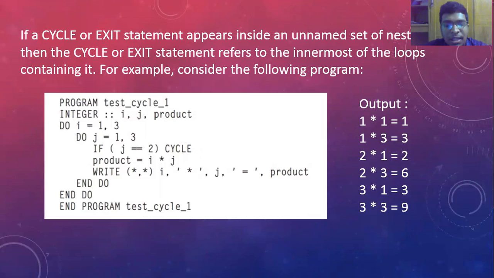So here, as we see, for the cycle command, we have managed to skip an iteration of the inner do loop. But what if we want the outer do loop to be skipped by this cycle command? For that, we'll have to name each loop, and we will use that name after the cycle command for our purpose. So let's see an example for that.